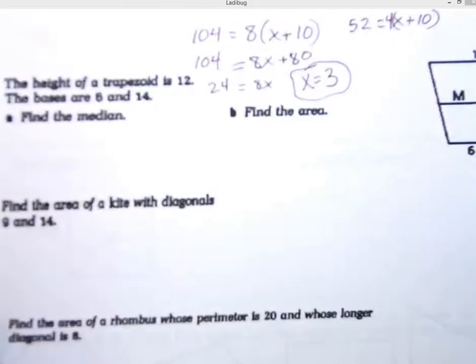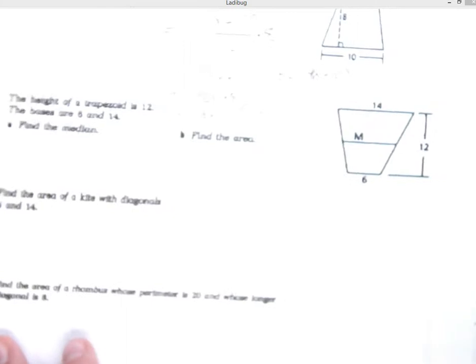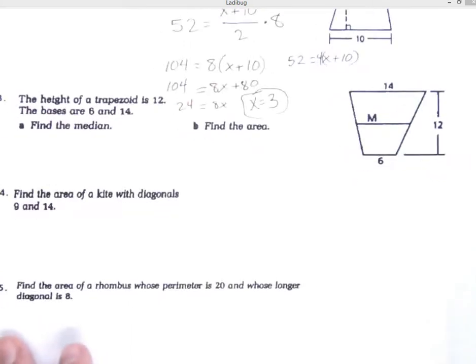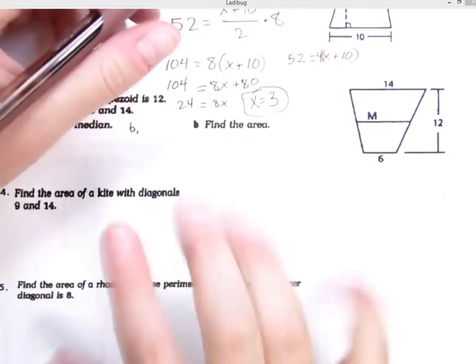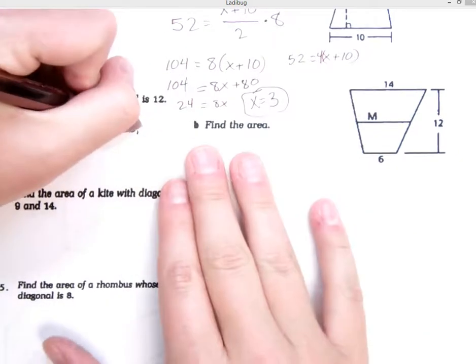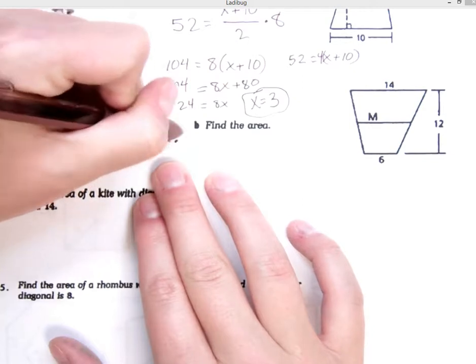Okay, for some reason, this problem right here throws people off, the median thing. Medians are not difficult. All the median is the average of the height and the base. So if we look at our formula, no, I'm sorry, not the average of the height and base, the average of the two bases. My bad. Base 1 plus base 2 divided by 2 times the height.